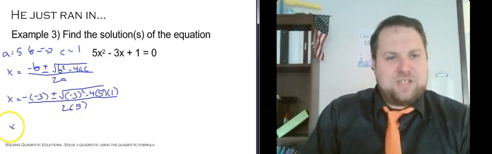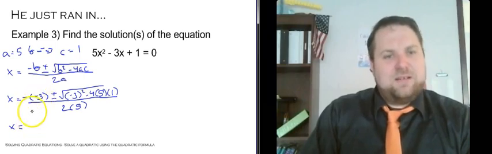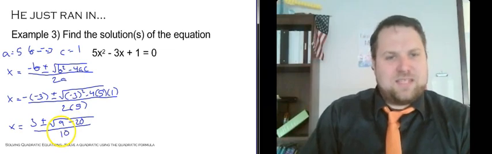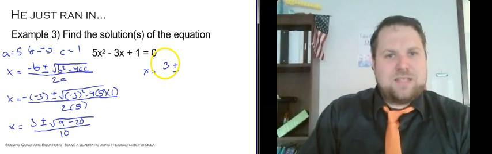Now simplify each area to make this ready to put into a calculator. Negative negative 3 would be positive 3, plus or minus the square root of negative 3 squared, which is 9. Negative 4 times 5 times 1 would be minus 20, all over 2 times 5, which is 10. Simplify inside the radical, and we find something that should stop us right in our tracks.